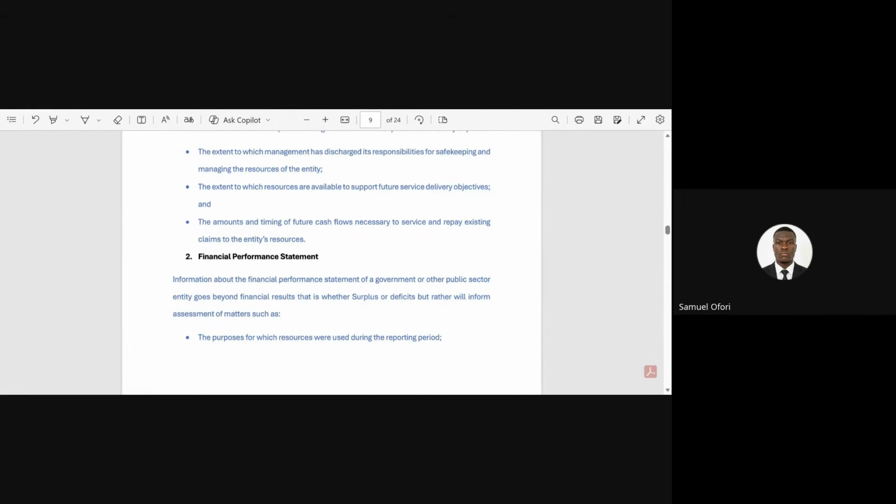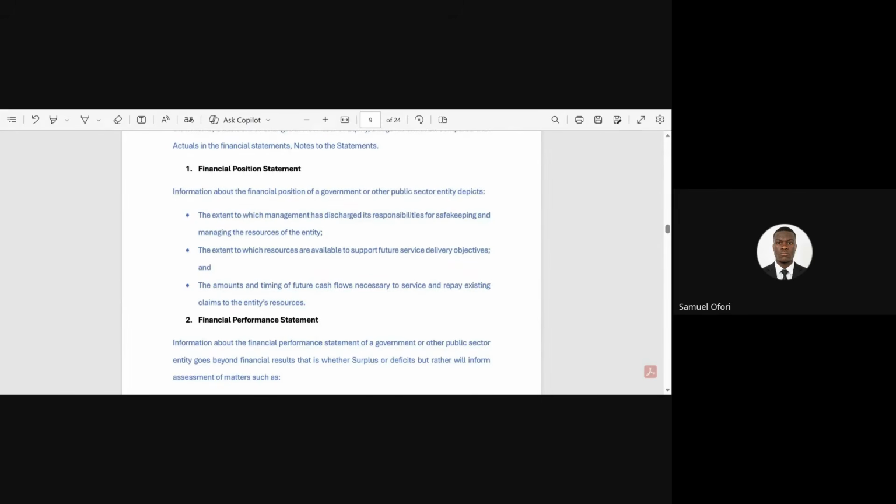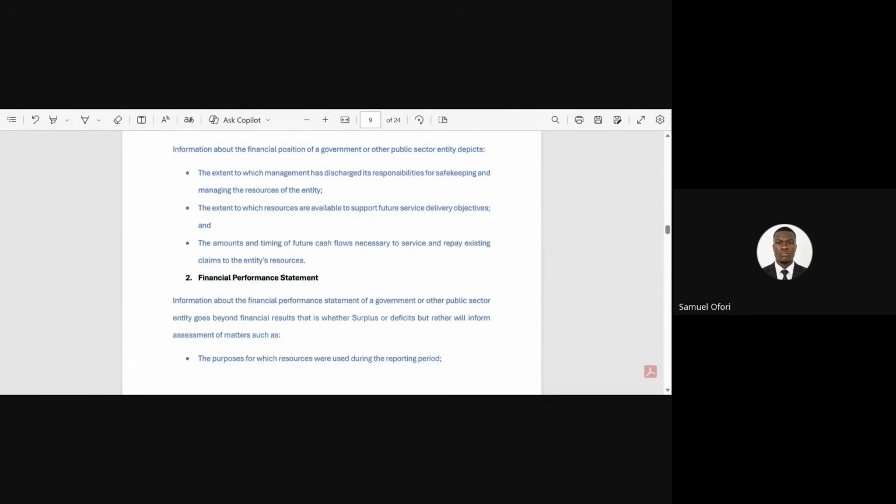Financial performance statement. So in our normal accounting preparation or financial report, the financial position is our balance sheet, and the financial performance statement is about our profit or loss. Okay.